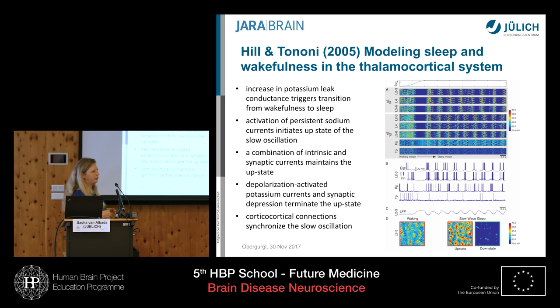What the model can do, so this is an illustration of how you can test the influence of single neuron properties or ionic channels. So an increase in the potassium leak conductance triggers a transition from wakefulness to sleep in this model. In wakefulness, the activity is asynchronous irregular, and then as they increase this potassium leak conductance, these slow oscillations occur. So in sleep, these kind of slow wave thalamocortical oscillations are observed. And it's illustrated that individual neurons also follow this oscillation.